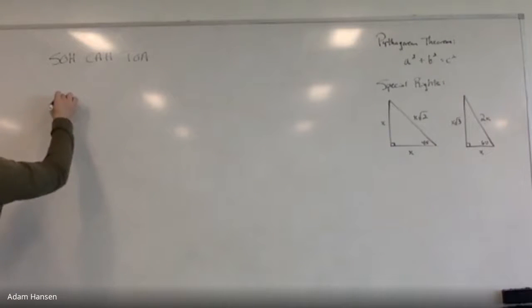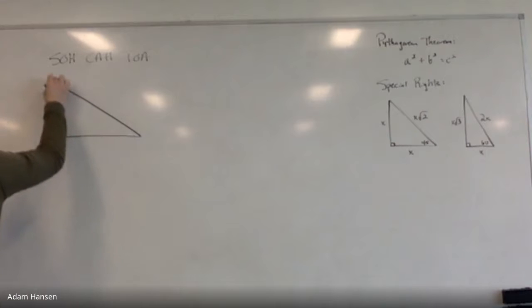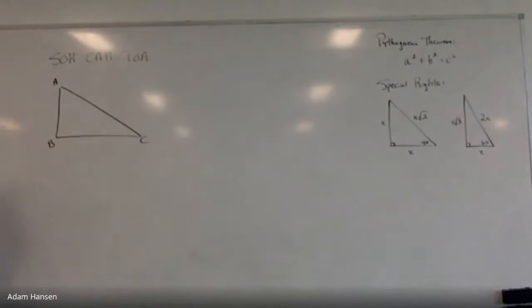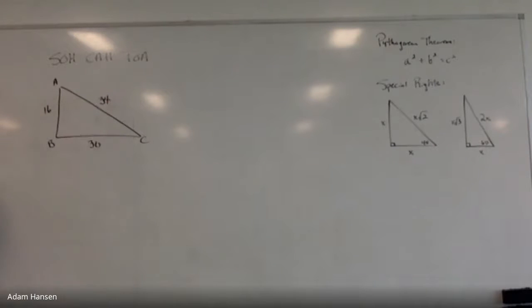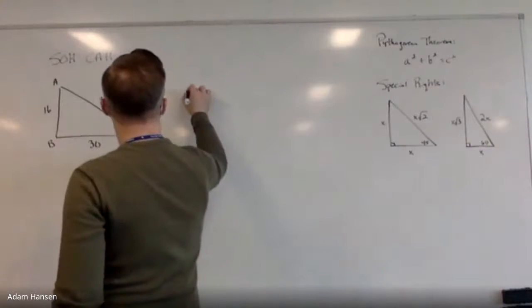We did this example in your notes here. I'm going to draw a right triangle. Let's label it A, B, C. It has side lengths of 16, 30, and 34. We're asked to find a few different trig ratios.